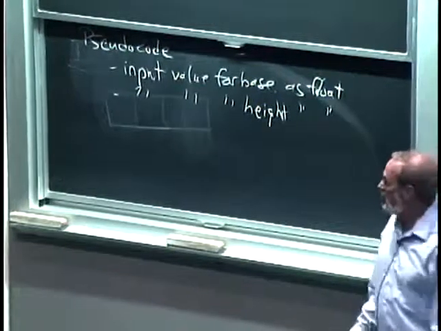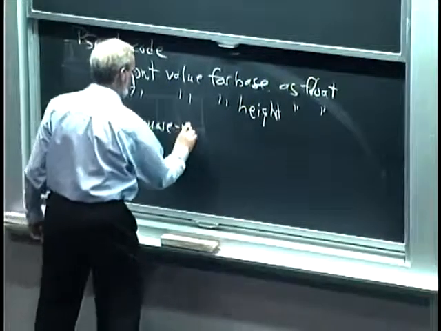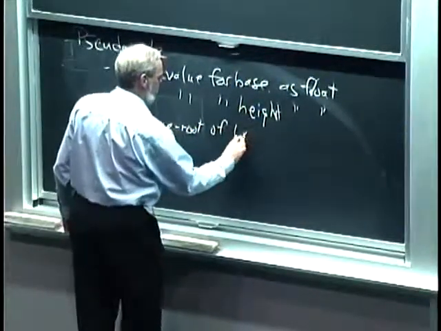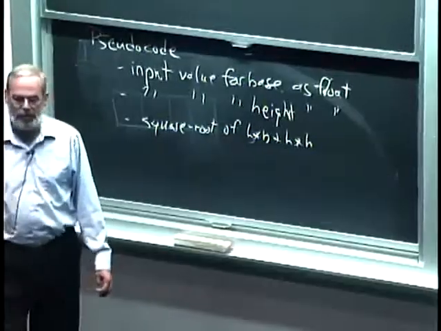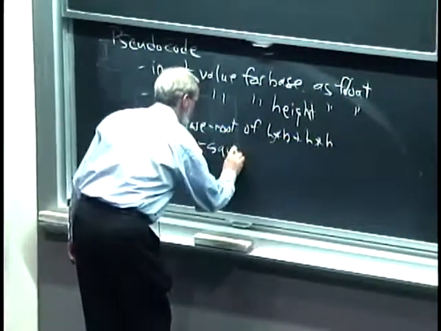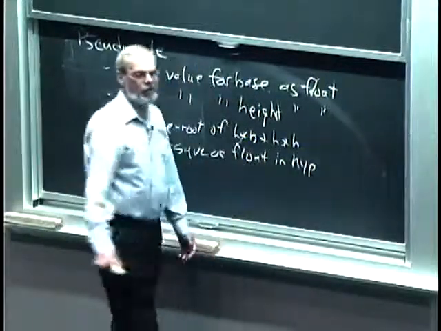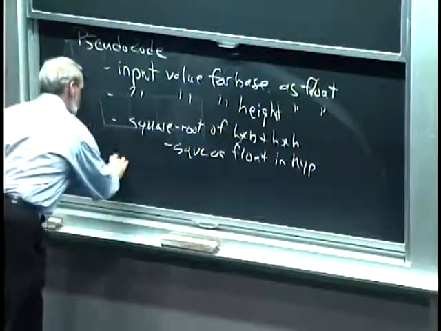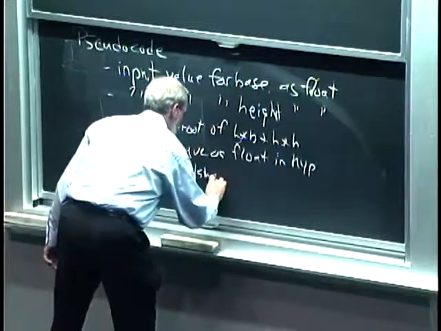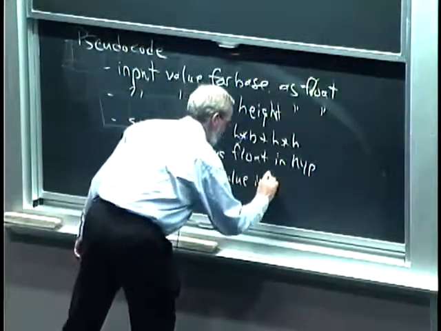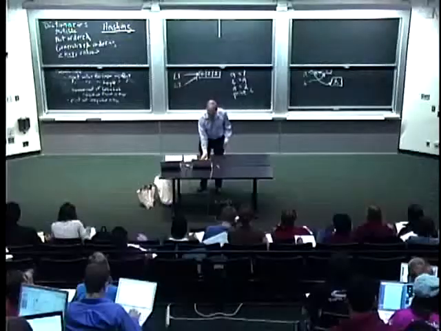What do I need to do? Well, you sort of know that, right? I need to find the square root of b squared plus h squared, right? The base squared plus the height squared. That's the thing I want for the hypotenuse. And I'm going to save that as a float in height for hypotenuse. And then finally, I need to print something out using the value in height. Okay, whoop-de-doo, right? Come on, we know how to do this.